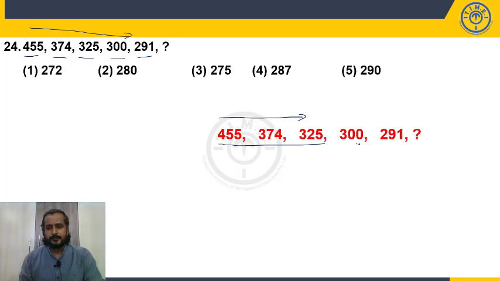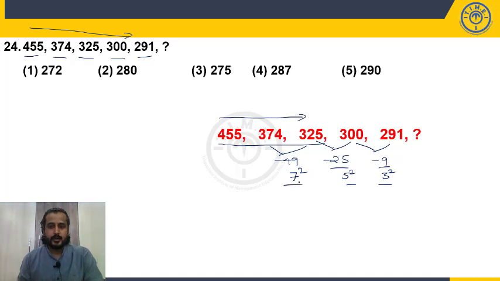So check the difference. 300 and 291, 9, minus 9 you may take. 325, 300, minus 25. Can you recognize what these 9 and 25 are? Yes, prime squares. 9 is 3 square, 25 is 5 square. You should be thorough with the numbers. 374, 325, yes, perfectly matching, minus 49. So it is 7 square. Now look here.